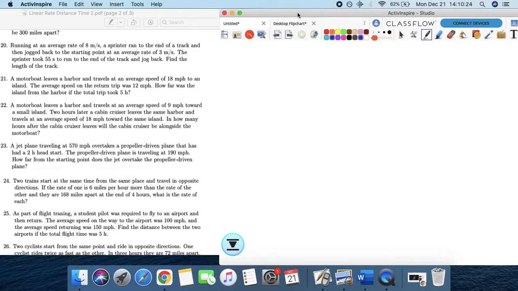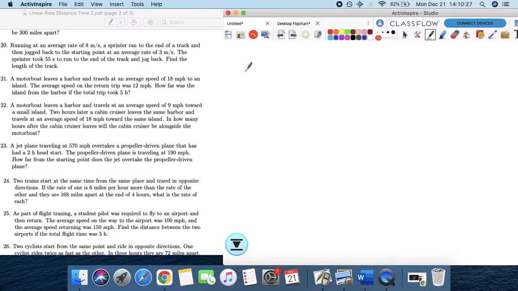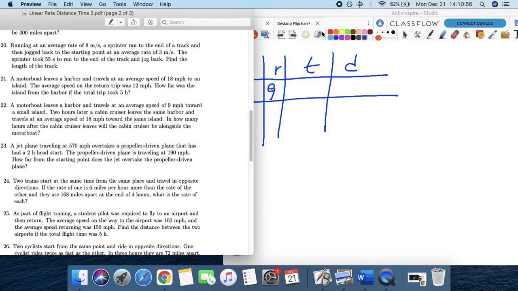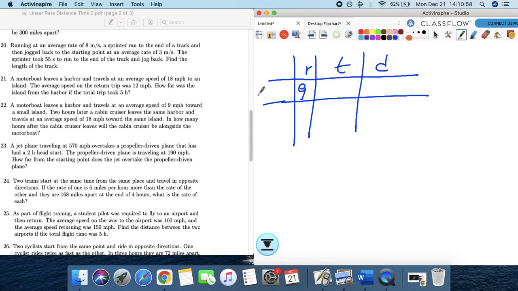22. A motorboat leaves a harbor and travels toward an island. A cabin cruiser follows. Cabin cruiser, no idea what that is. Those of you who have boats, maybe. So here is a motorboat. Here is the cabin cruiser.